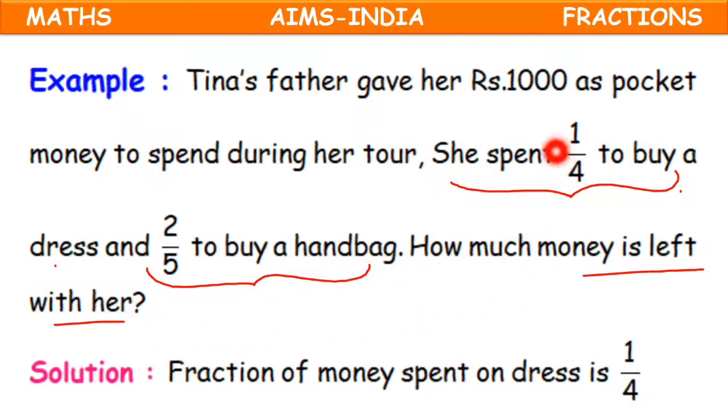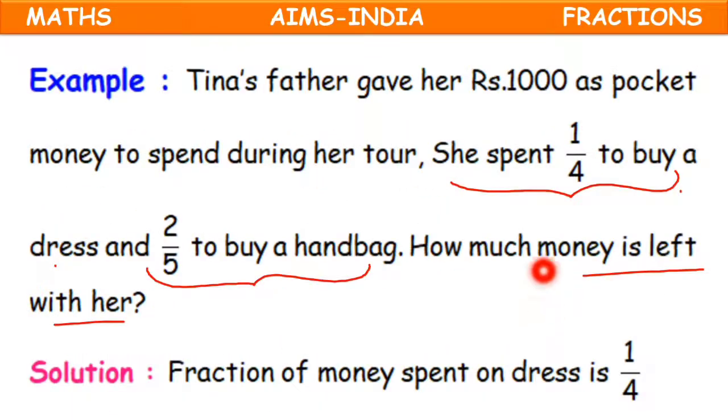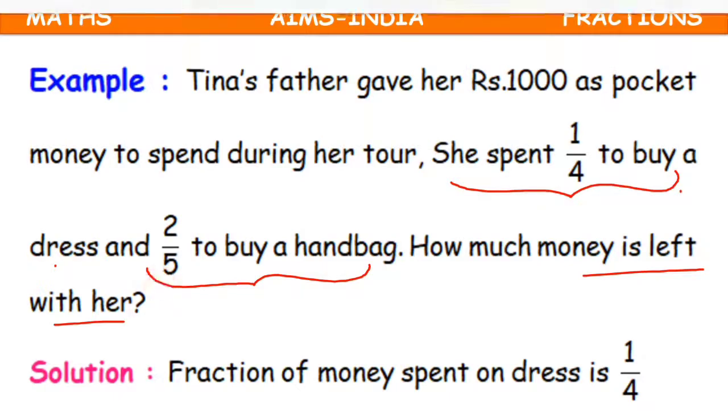Fraction of money spent on her dress is 1 by 4. Yes, and then we have fraction of money spent on handbag is 2 by 5. Now fraction of money spent on both the things is 1 by 4 plus 2 by 5.